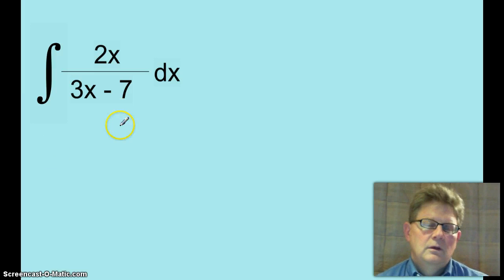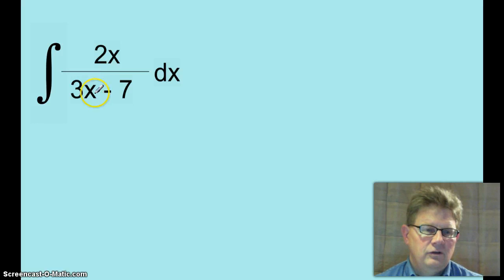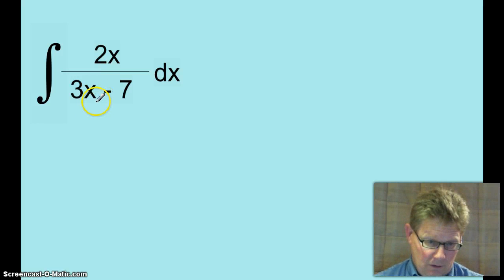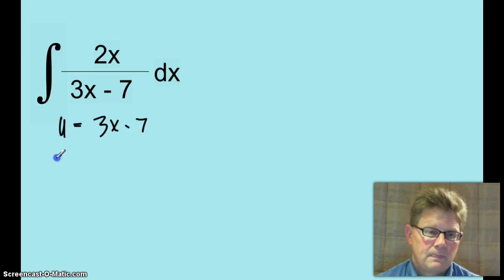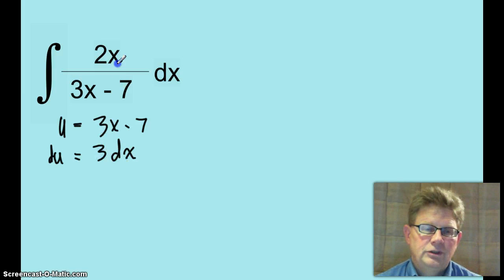Sometimes there won't be an obvious thing to substitute, so we'll try to take care of the most complicated. The most complicated would be this 3x minus 7. So that's what we're going to use for u. u equals 3x minus 7. So the derivative with respect to x is 3 dx. Unfortunately, we don't have a 3 here. What do we have? We've got a 2x.